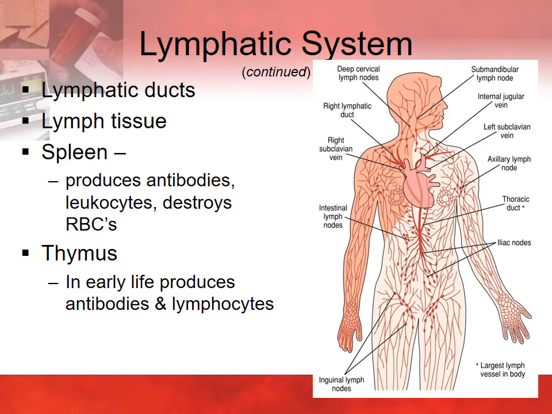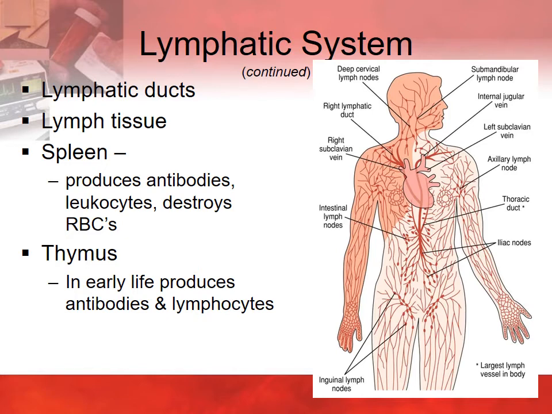Now, the spleen, some of you have probably had mono, and that's one of the things they look at: is your spleen enlarged? We'll see an enlarged spleen or a very active spleen sometimes in disease processes also.